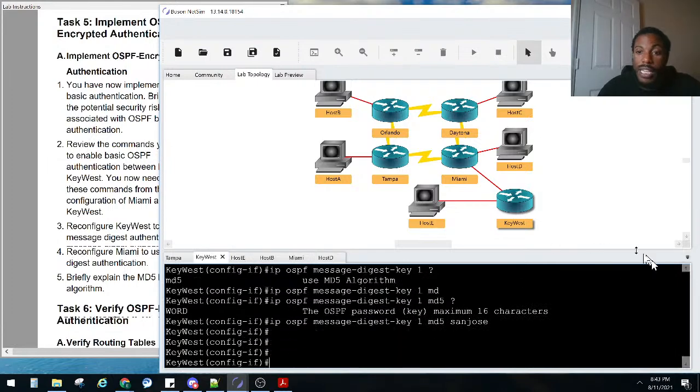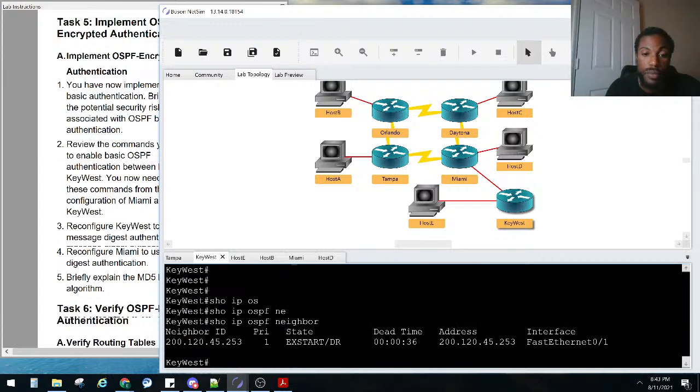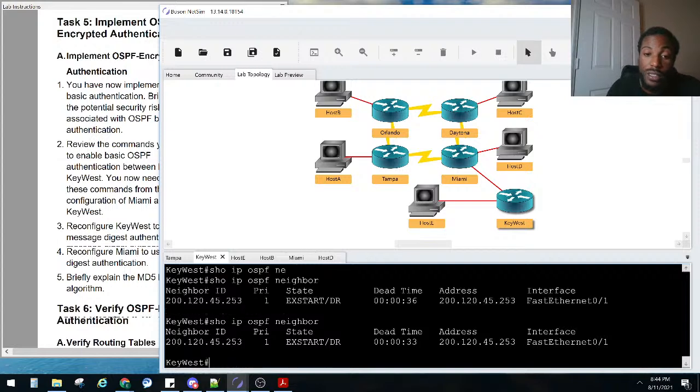Because now, if we go to Key West, if you don't have any neighbor relations or any OSPF neighbors, then we need to put in that other command, right? IP OSPF authentication. So show IP OSPF neighbor. He does have a neighbor. It's coming up. So ExStart. We keep doing that, right? ExStart, ExStart, ExStart. We'll see how long it takes to come up. Or it could be we still got to put in IP OSPF authentication because I think it's going to stay there.